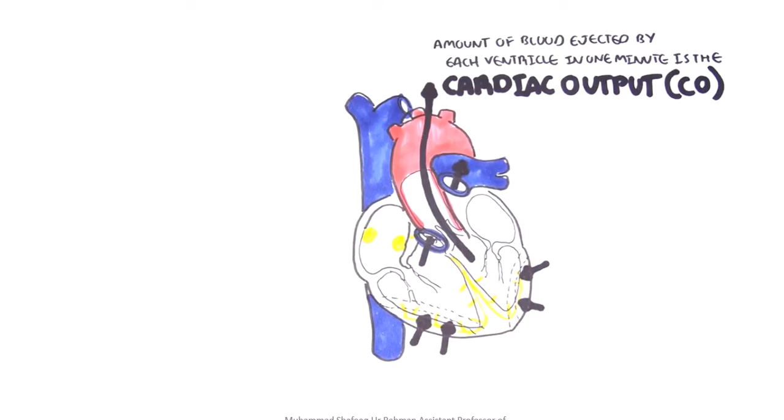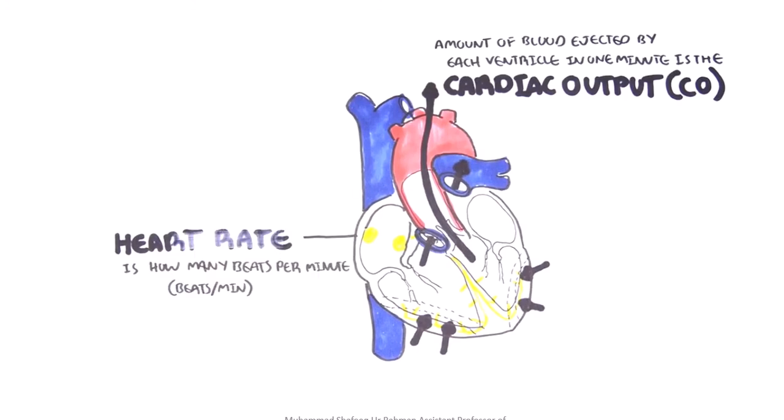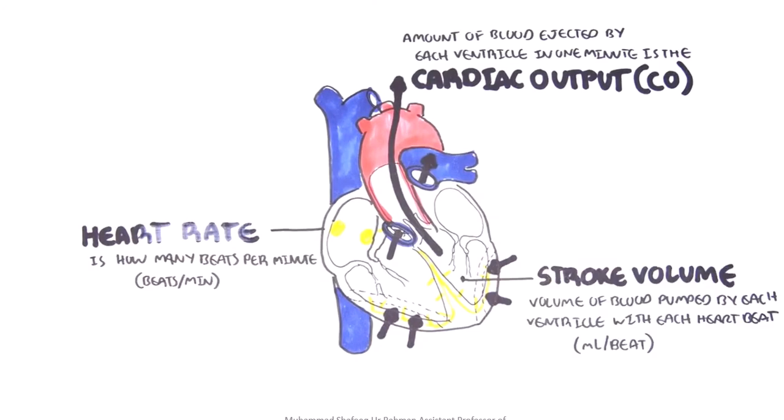There are two factors that are used to calculate the cardiac output. These are the heart rate and stroke volume. Your heart rate is essentially your conduction system of the heart. Your heart rate is how many beats per minute.